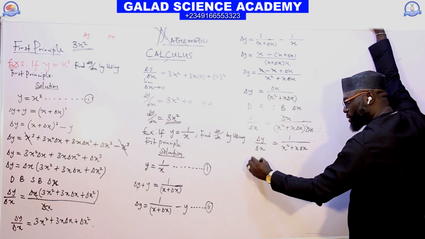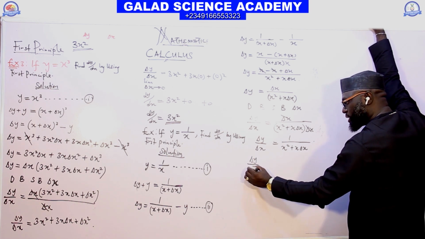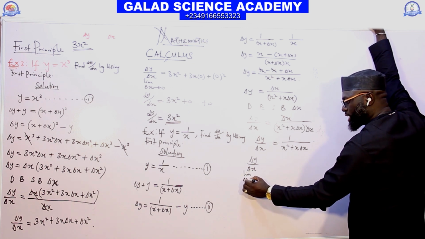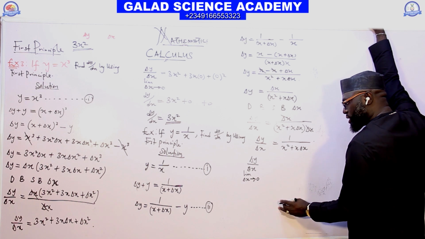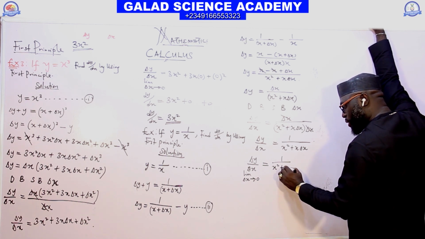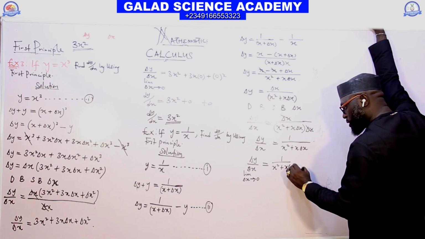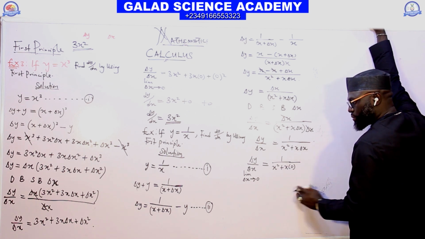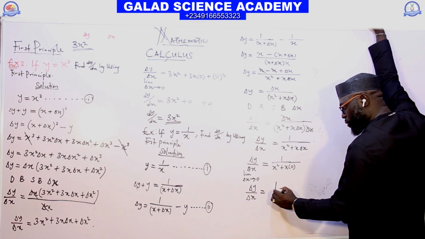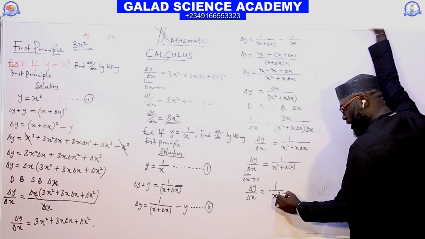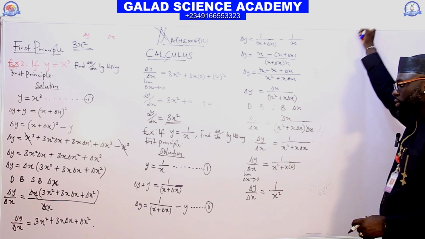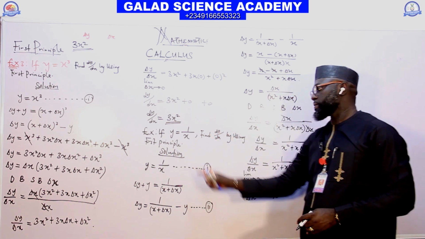So you can now say change in y over change in x, limit change in x tends to 0, 1 over x squared plus x into 0. You have change in y over change in x is equal to 1 over x squared. Where is the question given? Is this?